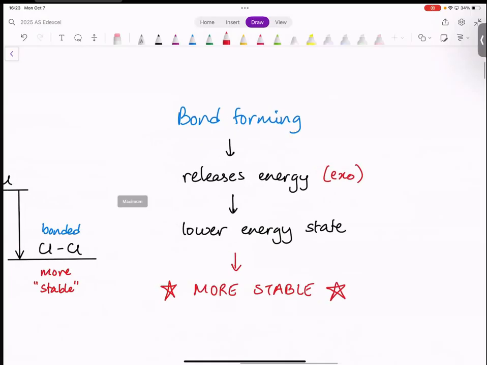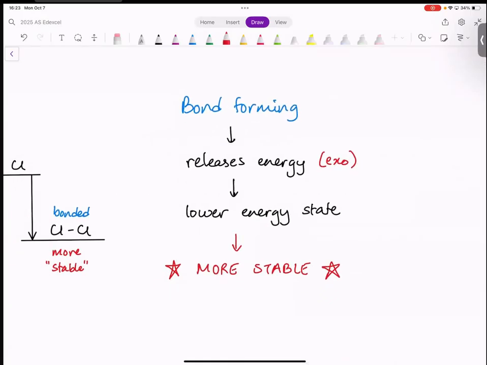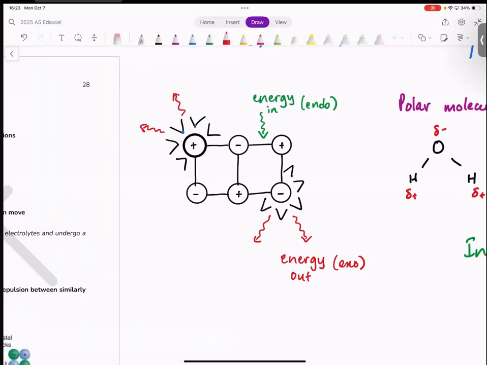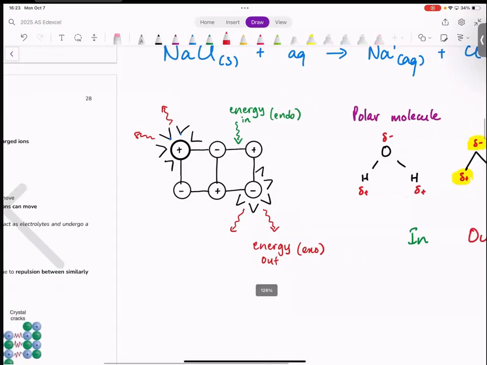Any kind of bond formation, bond forming, I mean, any kind of attraction releases energy. So even the attraction between the water molecules and the ions, basically when attraction forms, energy will be released. So this energy is getting out from it.